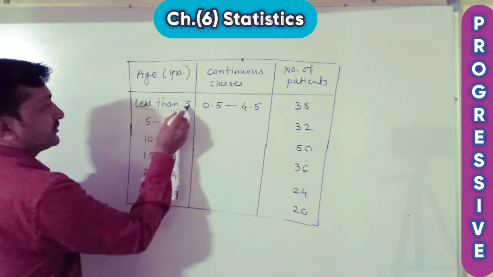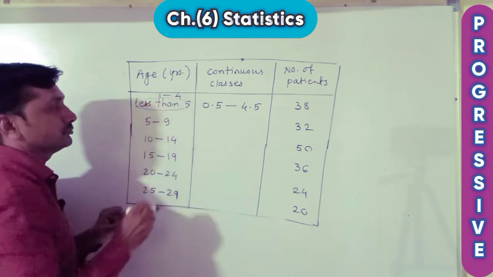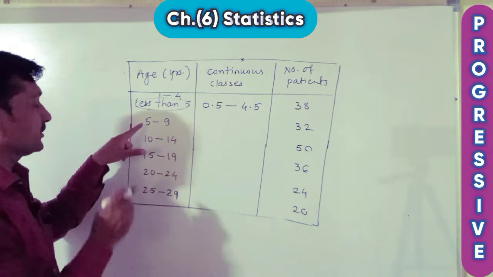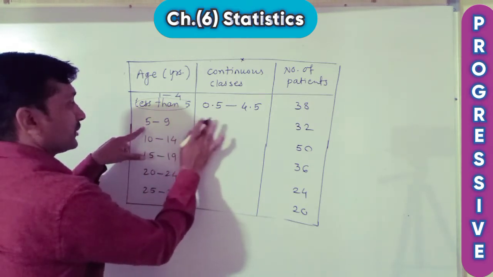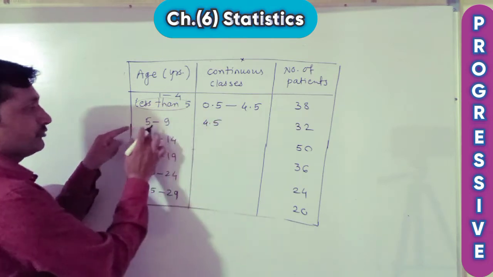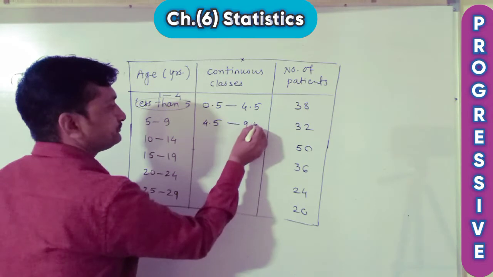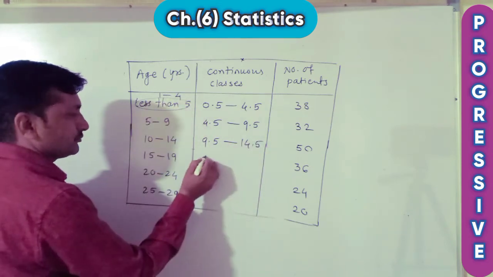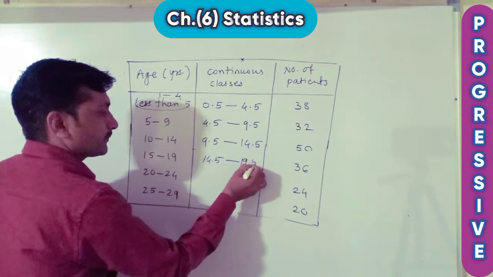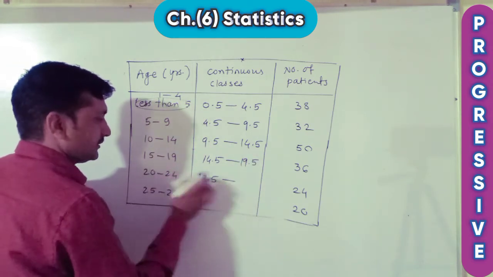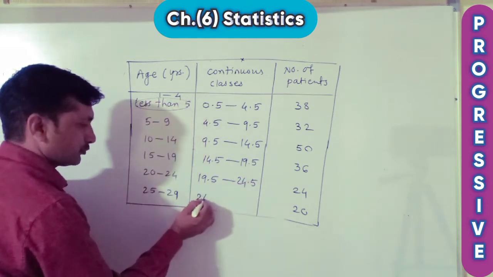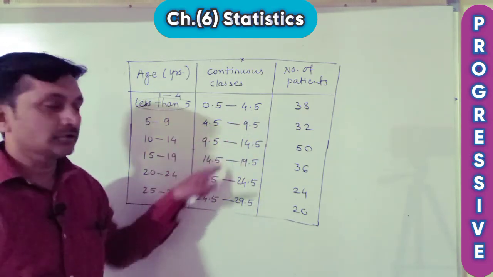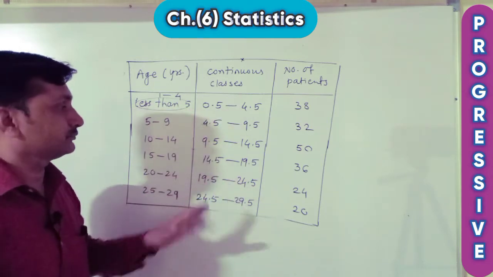Did you understand this? Less than 5 is 1 to 4. Now you see here 1 minus 0.5 is 0.5. Add 0.5 here, 4.5. Subtract from here, 4.5. 0.5 subtracted from 5, add here 9.5. Subtract from here 9.5. Add to this number 14.5. Subtract from this 14.5. Add here 19.5. Subtract from here 19.5. Add here 24.5. Subtract from here 24.5. Add here 29.5. Now you see the upper and lower limits of continuous classes are the same.